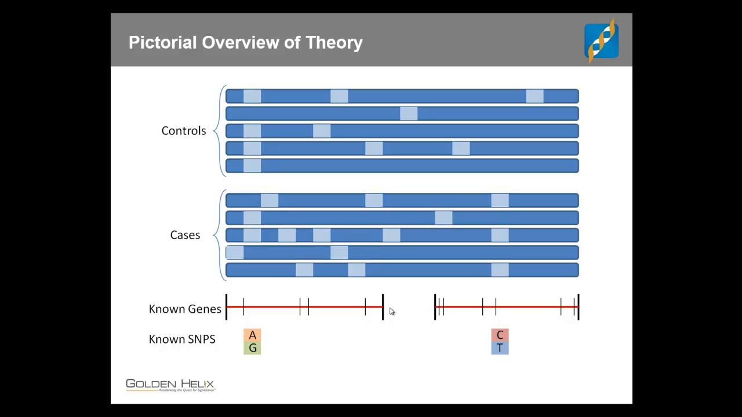All right, so let's use some cartoons to help us understand this method a little bit more. So here we have a set of controls and a set of cases, and we can imagine that these 5 controls and 5 cases are actually a lot more than that. And the light boxes are the variants, and the blue boxes we can consider to be reference alleles. We have 2 genes, and we have 2 known SNPs. KBAC requires pre-filtering to remove common variants, and we can also consider known SNPs to be common, so the next few cartoons will demonstrate that filtering process.